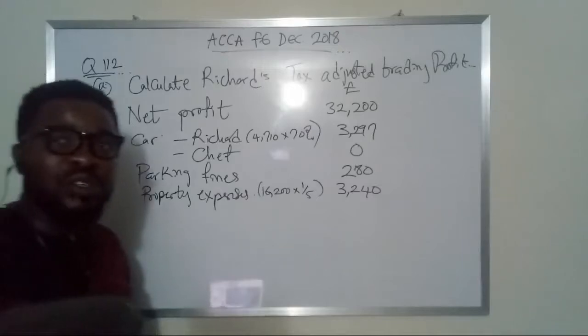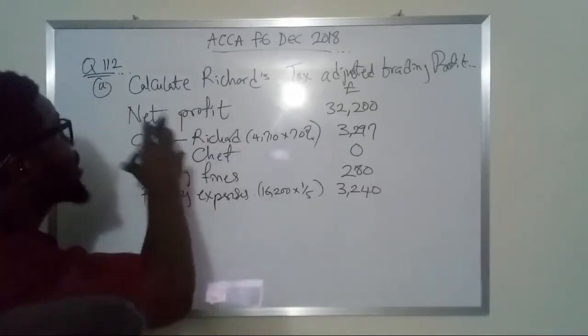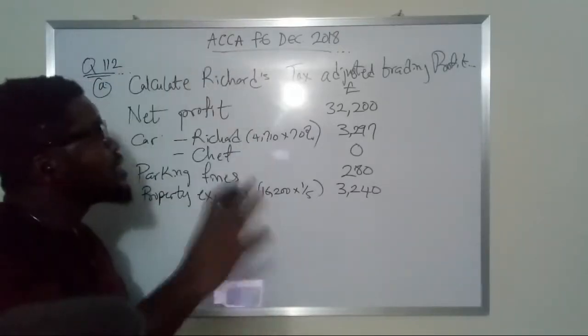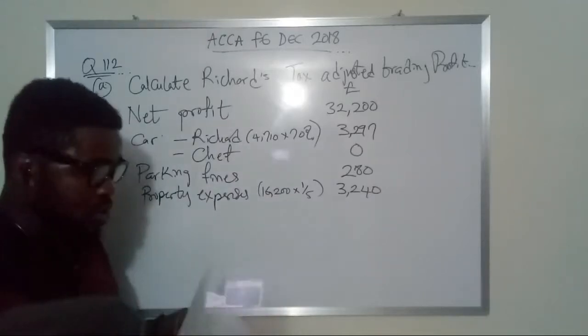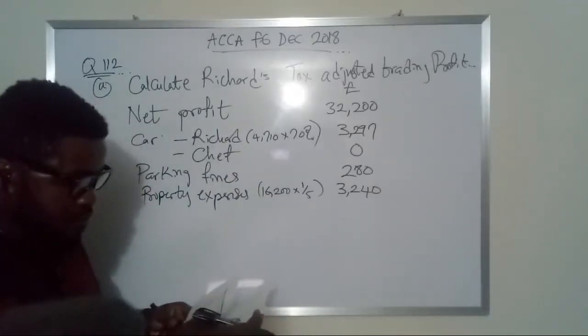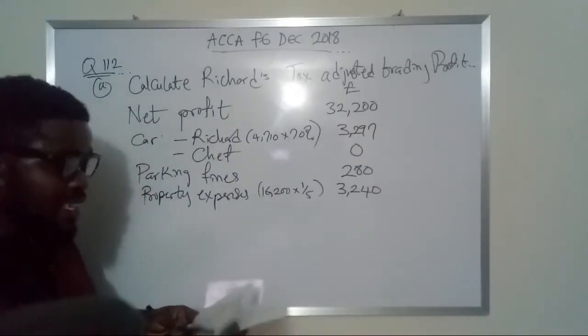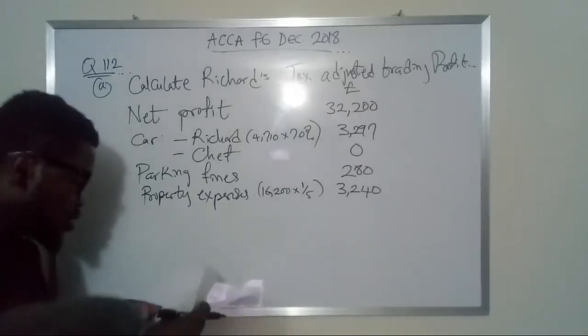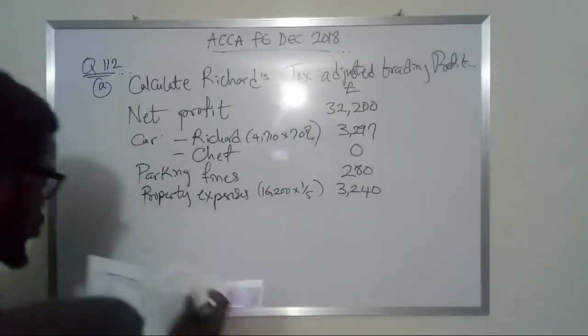You have to think about the overall picture of what we are trying to do. Each time you get confused while you're answering the question, go back to the objective, which is tax adjusted trading income for the year ended 5th of April 2018. So we are done with 2, so we go to 3.